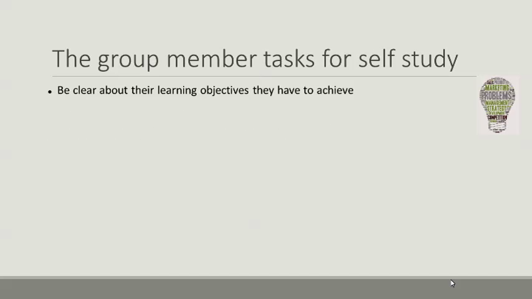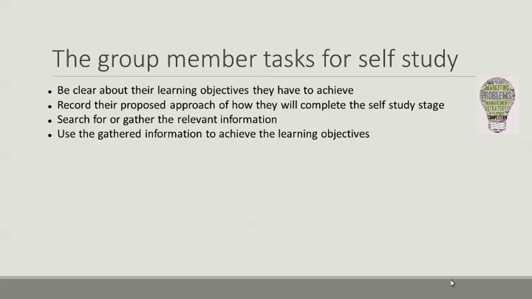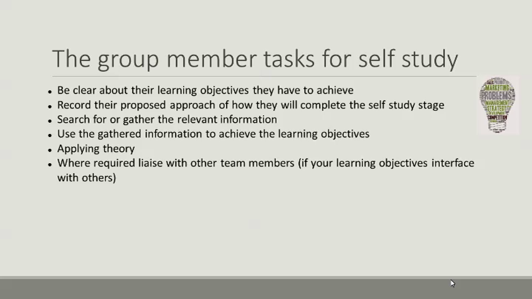As regards self-study, they need to be clear about their learning objectives, record their proposed approach of how they will complete the self-study stage, search for or gather the relevant information, use the gathered information to achieve the learning objectives, apply theory, where required, liaise with other team members, for example, if the learning objectives interface with other learning objectives, and reflect on the effectiveness of their self-study approaches.